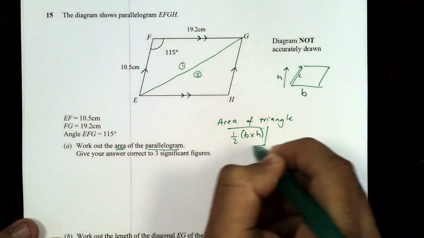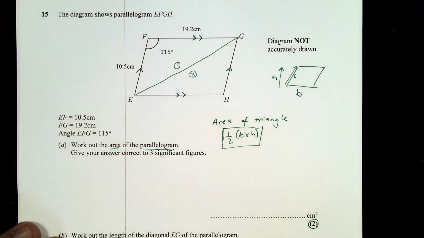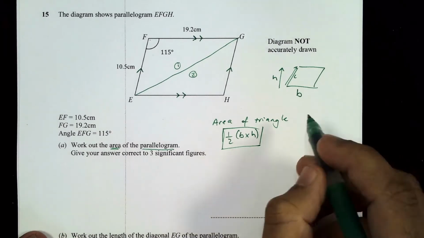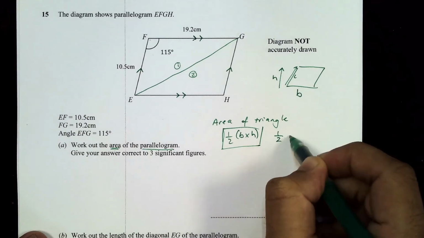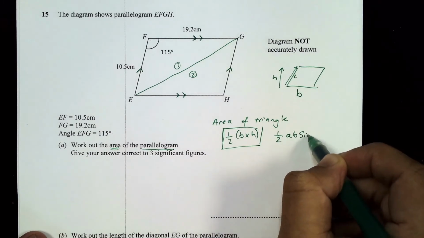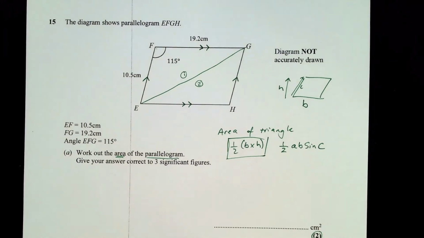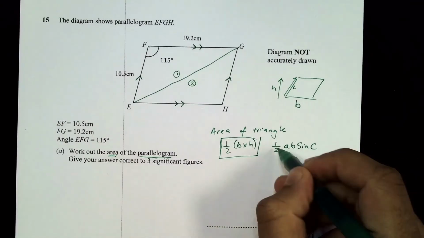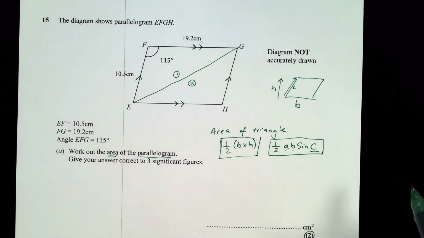There is another formula, which I'm conscious that some of you may not know. But for all students who study higher tier maths, you should be familiar with one other formula for the area of a triangle, which is half ab sine C. What this formula, half ab sine C, is all about is finding the area of a triangle using 2 sides and the angle that's in between those 2 sides.